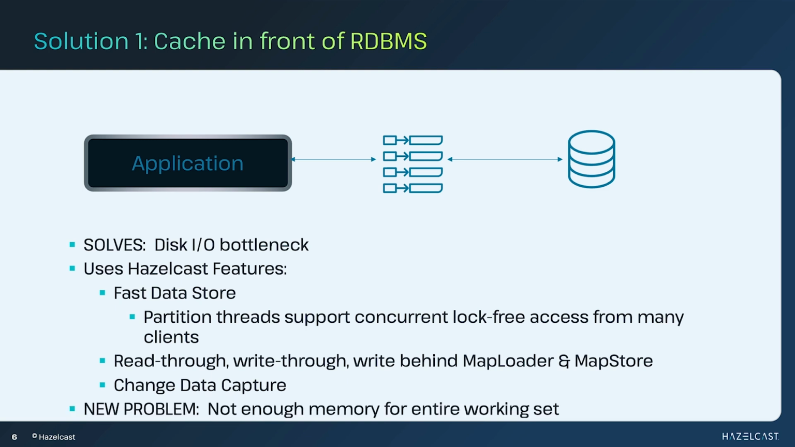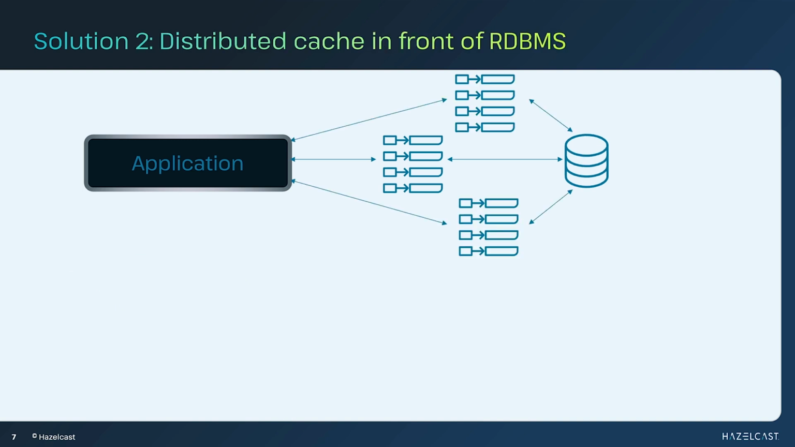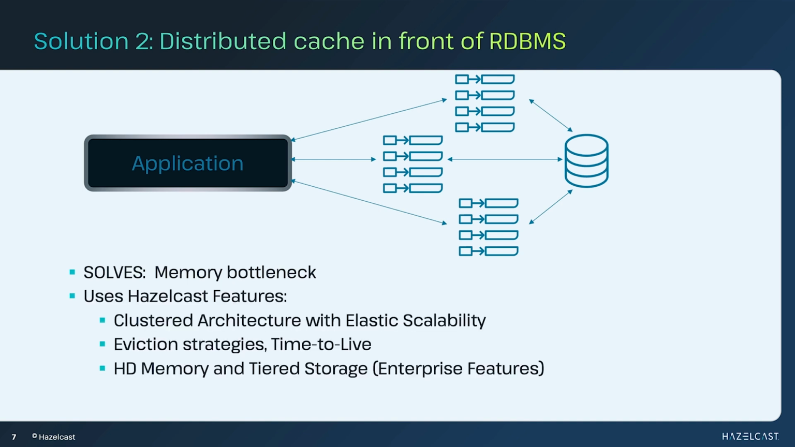So now we see that we have only a single node of cache being used, and this could limit our ability to keep a reasonably sized working set in memory. Fortunately, since Hazelcast is clustered, we aren't going to be restricted to a single node. So here's the same basic architecture, but with multiple nodes. The main enabling feature here is Hazelcast's clustered architecture, featuring elastic scaling so we can increase or decrease our capacity to meet changes in demand.